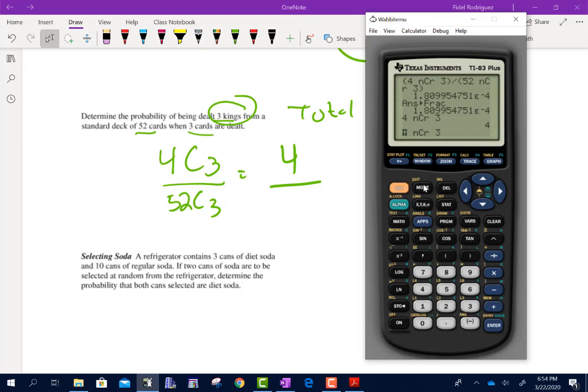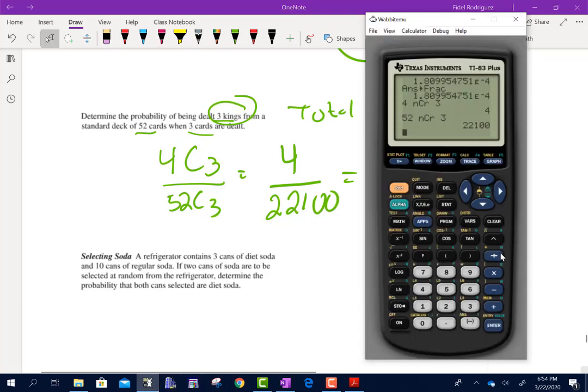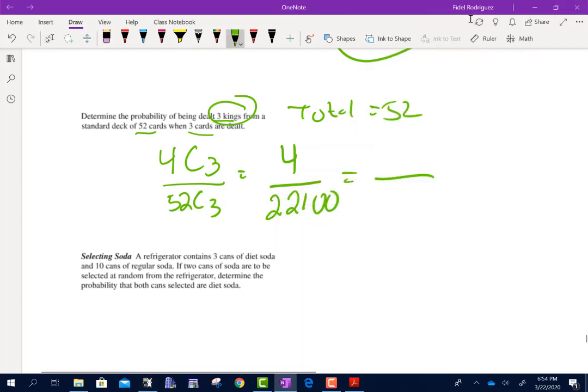Okay, so I'm going to type in the same thing again. I'm going to go insert 52. Let's delete the number 4. Enter. Okay, 22,100. This should be easy enough. I bet you we can divide them both by 4, can't we? Divide it by 4. Boom, 5,525. So now if I divide them both by 4, that is 5,525. 4 divided by 4, nice and easy, is 1, right?